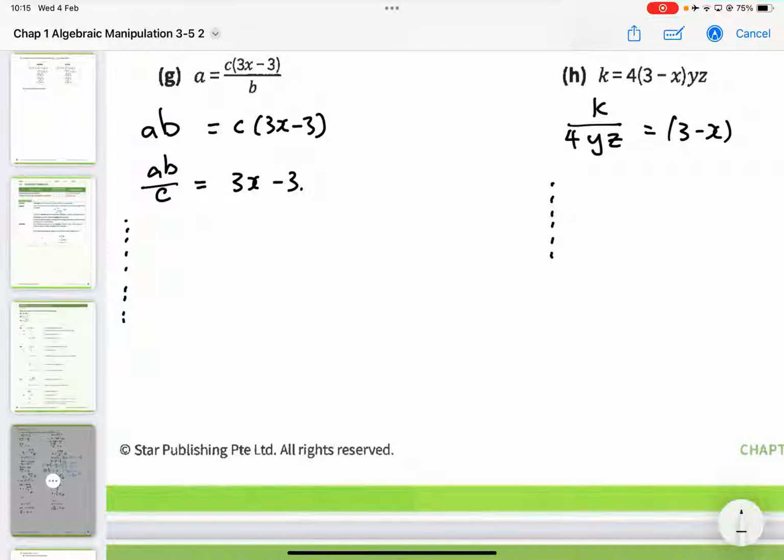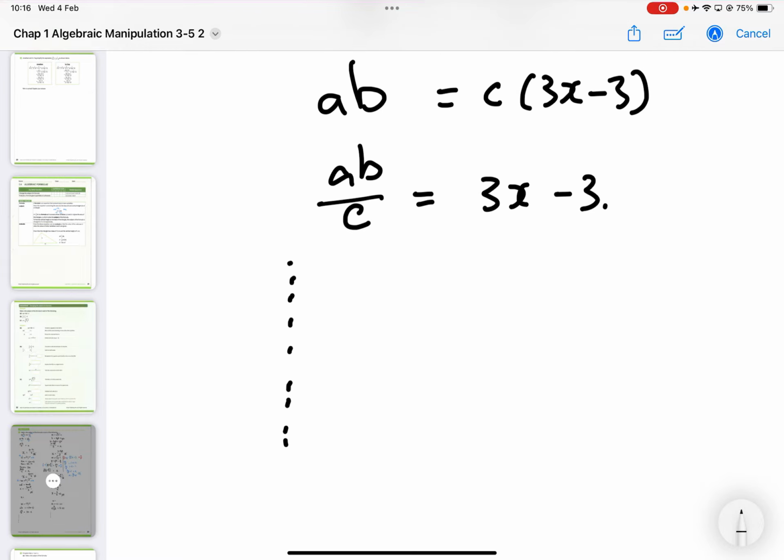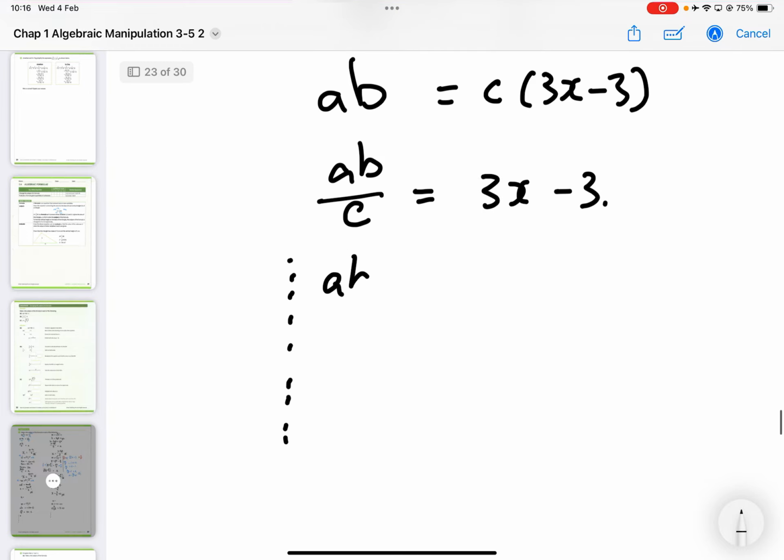Why is the x not changing? Because the minus belongs to the x. Then after that, you make it positive. The x change is positive. Yeah, after that you still need to make your x positive. How? Okay, continue. I hope all of you try already. AB over C is 3x minus 3. So I don't want my minus 3. I want my minus 3 to go the other side.